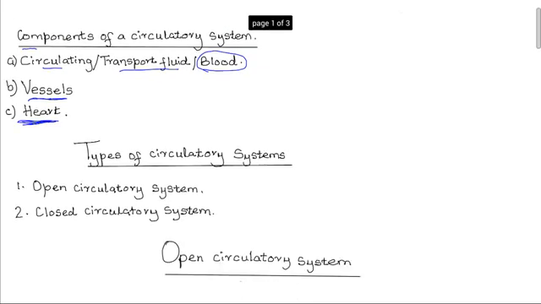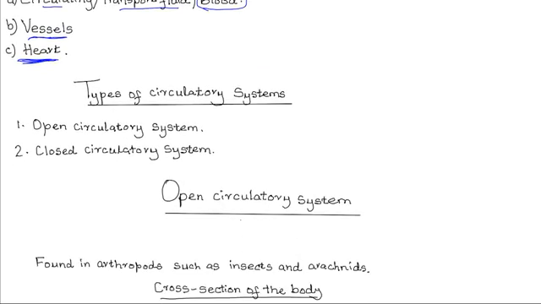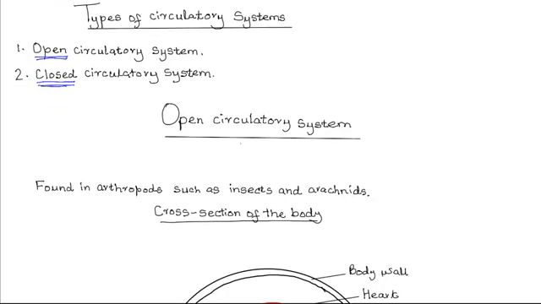Now, there are basically two types of circulatory systems in the animal kingdom, namely, the open circulatory system and the closed circulatory system. We will start by looking at the open circulatory system. An open circulatory system is one in which the blood is pumped and flows through the body cavity known as the coelom. The body cavity of animals is known as the coelom. So this blood is pumped by the heart and flows through the coelom.